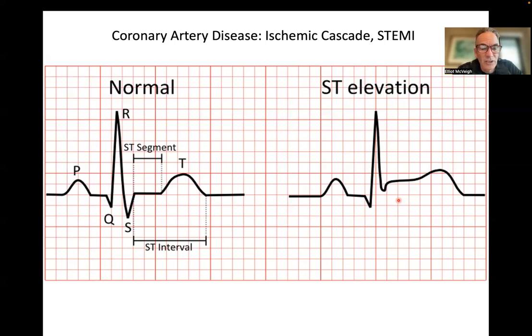right? Because this is the big binary decision. Does the patient go to cath now? Do you phone a physician and wake them up right in the middle of the night so they come in and do a cath and put a stent across whatever lesion is causing this? Or is it a false positive?